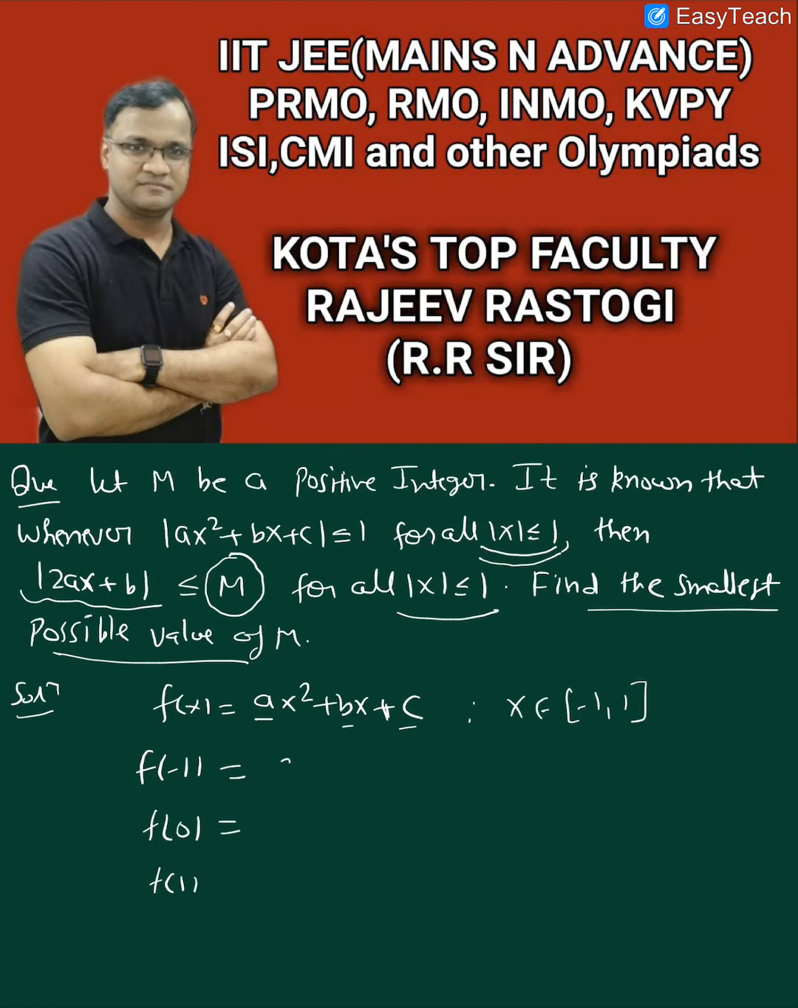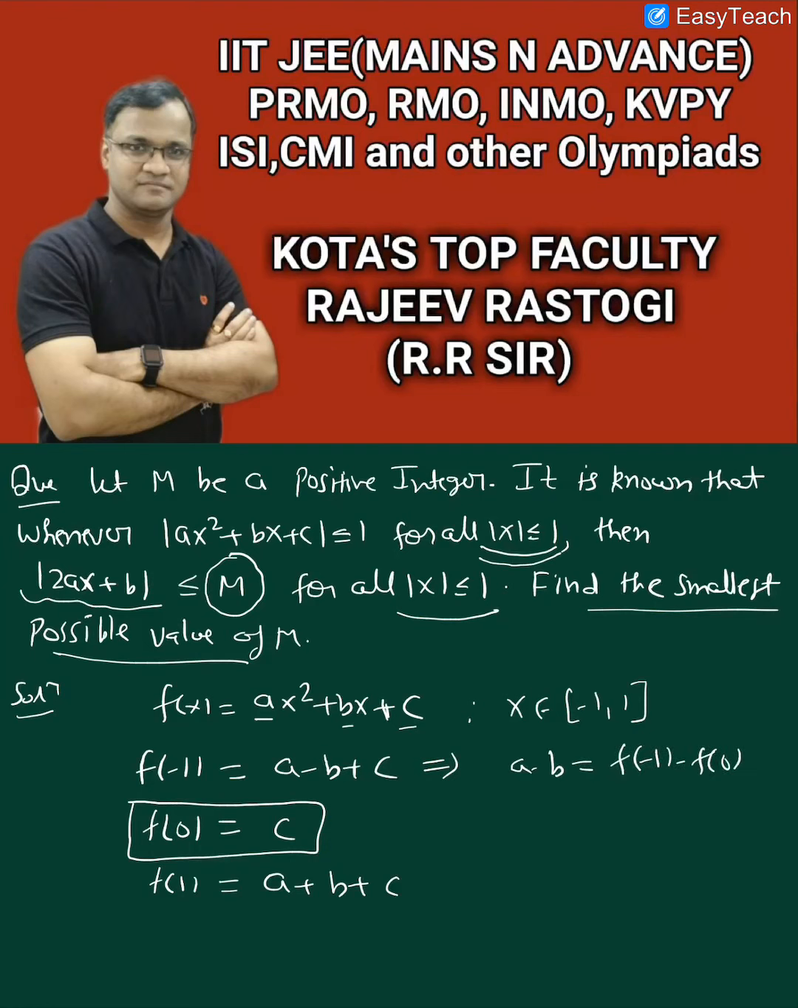f of minus 1 is what? a minus b plus c. f of 0 is clearly c. And what about f(1)? f(1) is a plus b plus c. Therefore f(0) is c. Now with the value of c we can write a minus b is what? f(-1) minus f(0). And what is the value of a plus b from here? f(1) minus f(0).